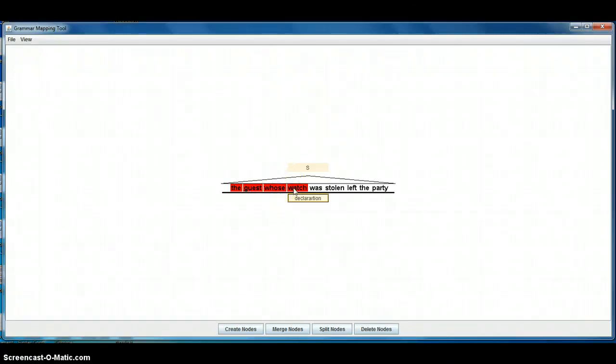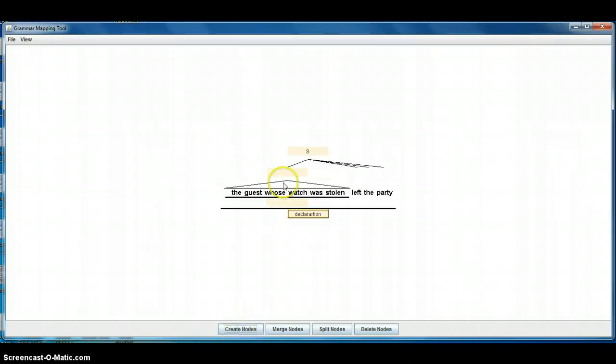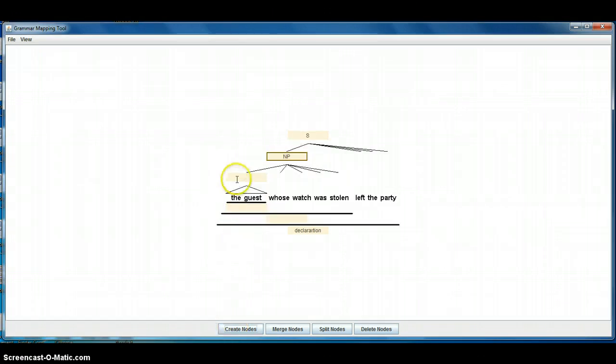So first of all, we're going to embed all of this in a larger NP. And then that NP is going to consist of, you can do it in a couple of ways. We could actually embed an NP within an NP. I don't see any problem with that.